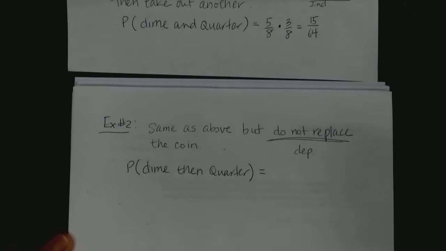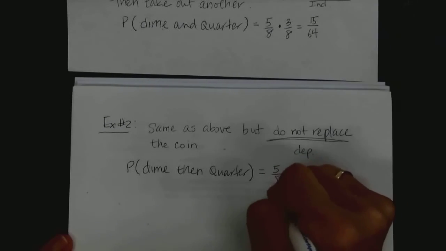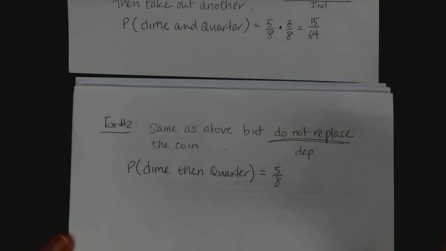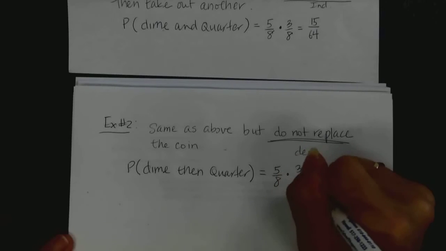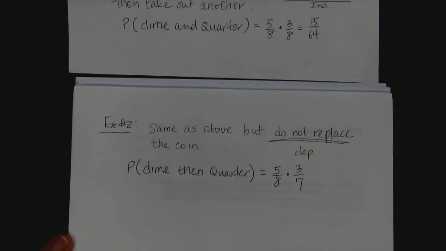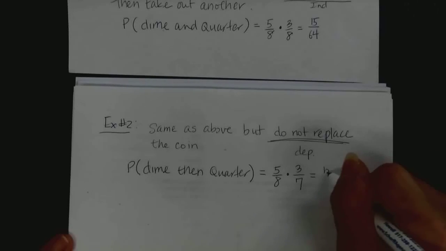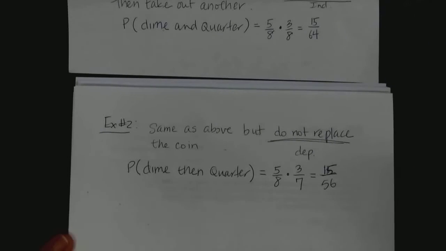What is the probability of taking out a dime? 5 out of 8. The first probability is still the same. Now, I don't put that dime back in. So how many coins do I have? 3 quarters out of a total of 7 coins now. 3 out of 7. So 15 over 56. You multiply straight across, so 15 out of 56 will be that probability.